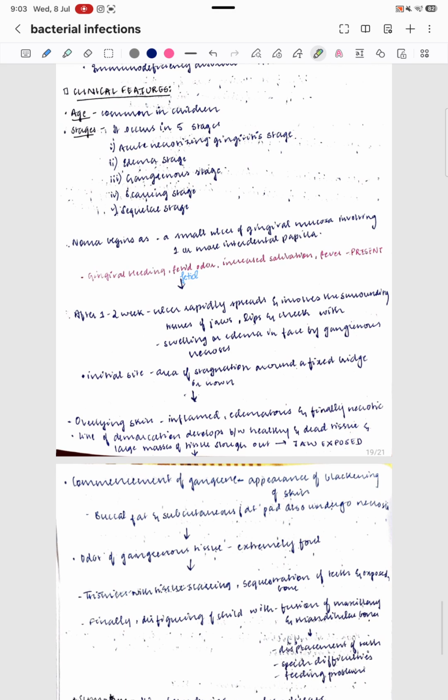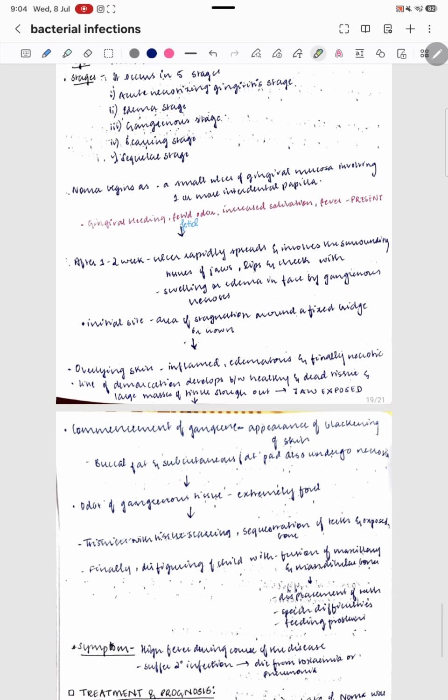So noma begins as a small ulcer on the mucous membrane, which involves one or more interdental papillae. Let's just say this is one tooth and this is the other tooth. This is your gingiva. So it involves your interdental papillae, and then there is an ulcer on the gingiva. Then the first sign is gingival bleeding, followed by fetid odor, then increased salivation, and fever.